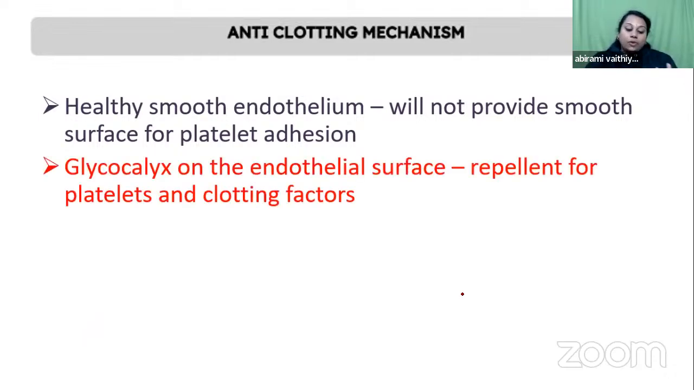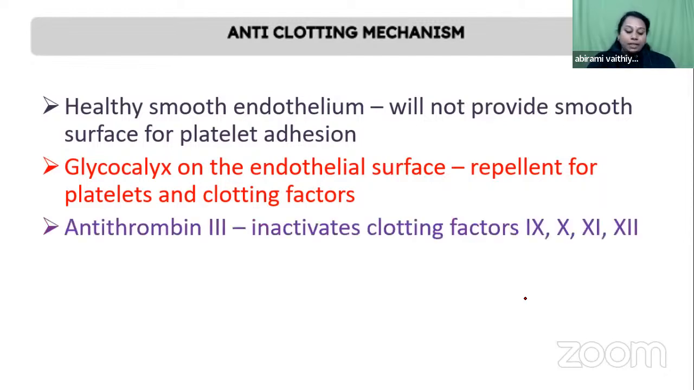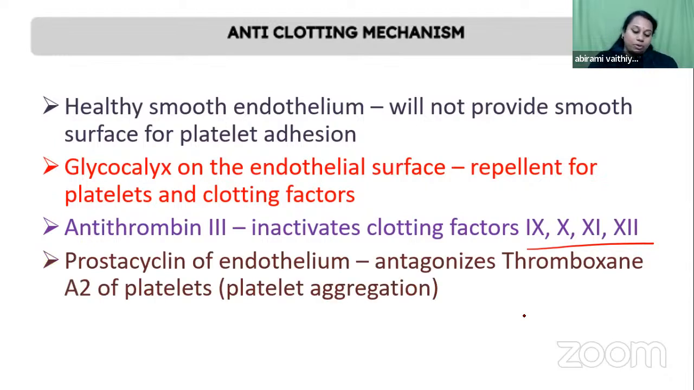Secondly, glycocalyx present on healthy endothelial surface repels the platelets and clotting factors. Even if your platelets tend to attract to the blood vessel wall, glycocalyx will repel them. So a clot is not formed. Thirdly, naturally in blood you have antithrombin 3. Antithrombin 3 is an inactivator of clotting factors 9, 10, 11, and 12. If you don't have 9, 10, 11, 12, a clot cannot be formed.